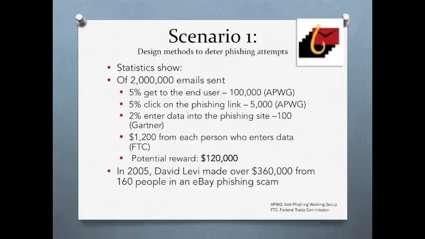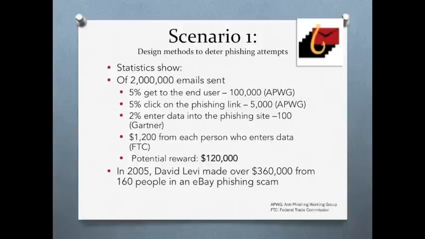5% of people click on these phishing links. 5,000 of that 100,000 that get through. So again, we think no one would believe this stuff anymore. Unfortunately, they do. 2% of those enter data into the phishing site itself. 100 people. All right, 100 people. Now, the FTC estimates for every single person that does that, the average loss is $1,200. Now, it may not be just that person. It might be the bank. It might be time lost in sorting all this ID theft out. But the potential reward from one phishing email sent out is about $120,000.